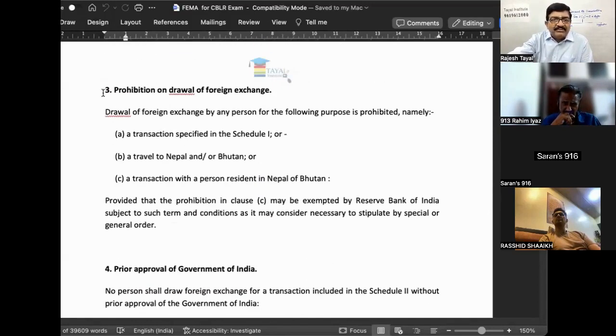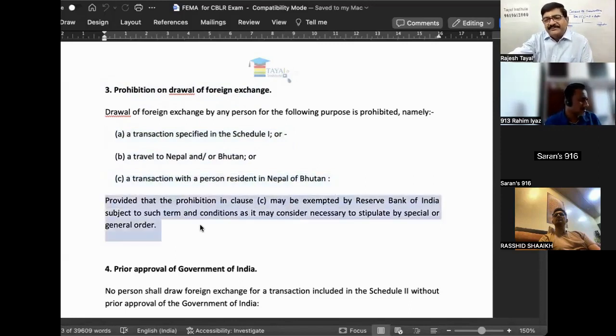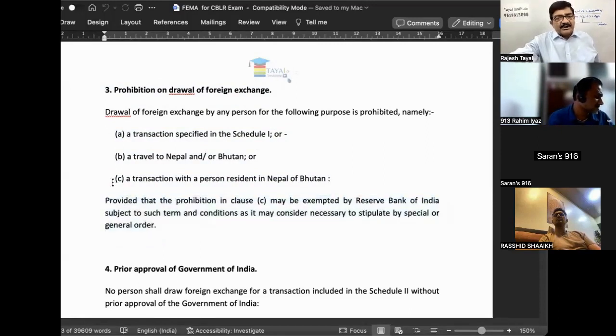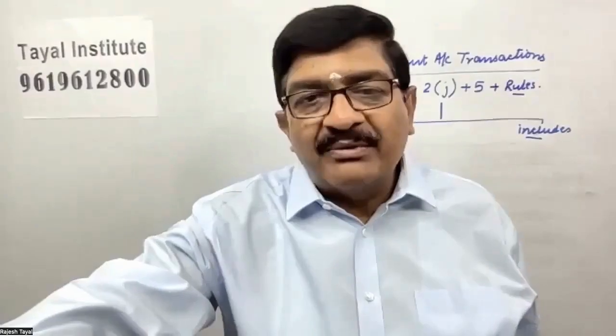Now, as per rule number 3, this is a prohibition. What is the prohibition? Transactions listed in schedule number 1, travel to Nepal and Bhutan, and a transaction with a person resident in Nepal and Bhutan, unless some exemption is granted by RBI. Unless some exemption is granted by RBI. So this particularly relates to clause C. It says provided the prohibition in clause C may be exempted by RBI, subject to such terms and conditions as it considers necessary to stipulate by way of a special or general order. Okay, so this is rule number 3. So what is said in rule number 3?